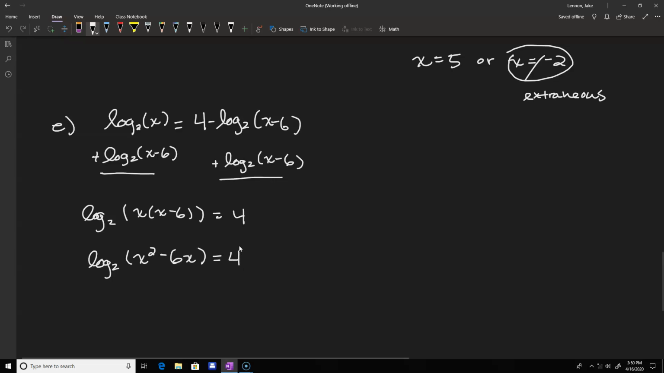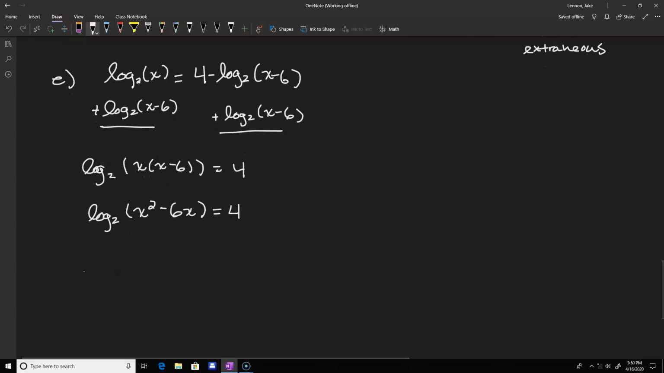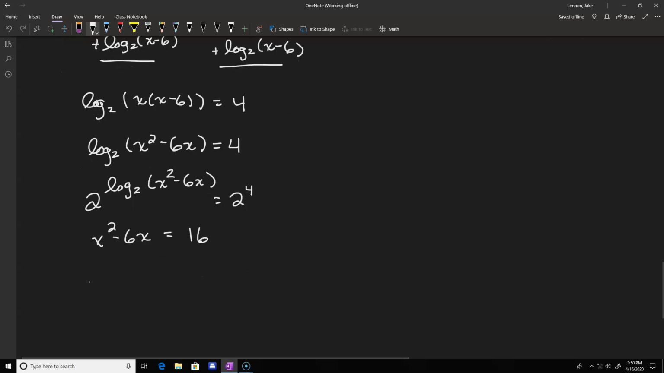And so now what we want to do, here we have a log base 2, so to use the appropriate inverse cancellation property, we need to make both sides the exponent of 2. So log base 2 of x squared minus 6x on the left, and we have 2 to the 4th power on the right. So the left-hand side we get cancellation, x squared minus 6x, and on the right-hand side we're going to get 16. So let's move that 16 to the left. So subtracting 16 on both sides leaves us with x squared minus 6x minus 16. Then we got to factor. So this factors as x minus 8 times x plus 2.